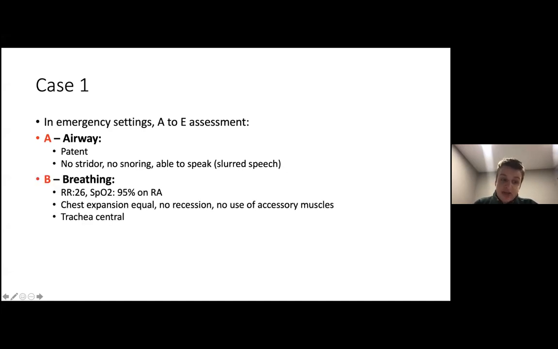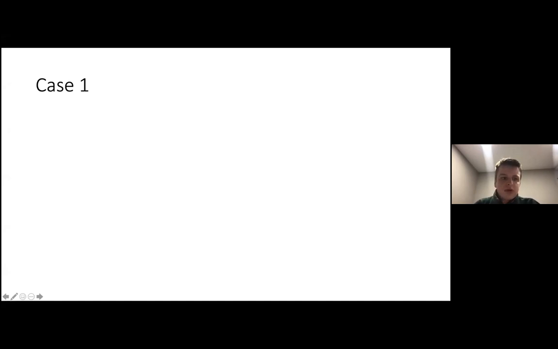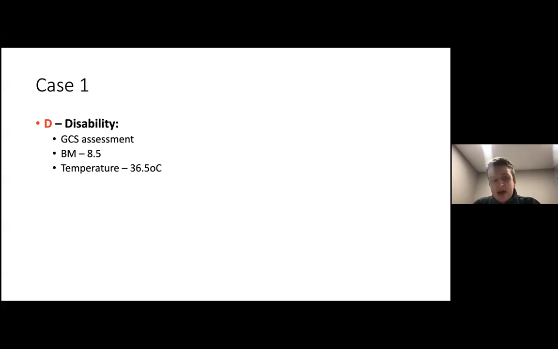Breathing. So he's got a bit of a high respiratory rate there, but he's saturating fine on room air. No other respiratory problems on auscultation or anything like that. So we can move on to C. Blood pressure is 160/87, heart rate of 95, heart sounds normal, capillary refill is normal, and he's well perfused. So next, disability. So we want to do a GCS assessment on him. And a BM was taken, it was 8.5, which is a little bit on the high side. So maybe his diabetes isn't controlled that well. And his temperature is normal.